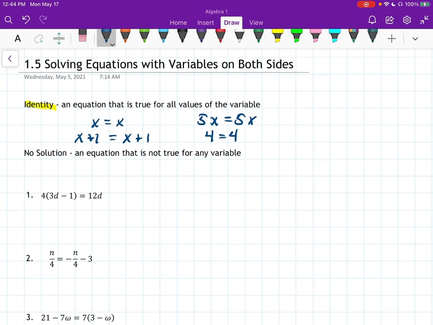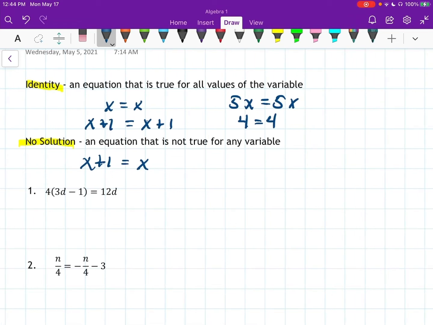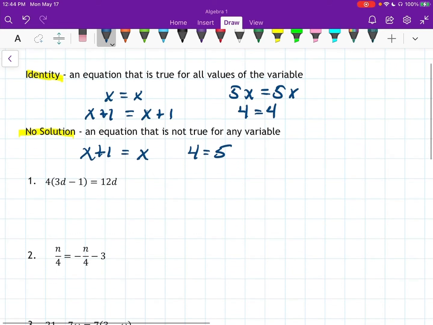Next up, we have no solution. An equation that is not true for any variable. So this might be something like x plus 1 equals x. When is that ever going to be true? And the answer is it won't, ever. 4 equals 5. Another statement that just won't be true. So those two things we need to keep in mind. It could either be an identity, it could be no solution, or it could be a normal old problem where we get an x equals 5 or an x equals 10, whatever it is.